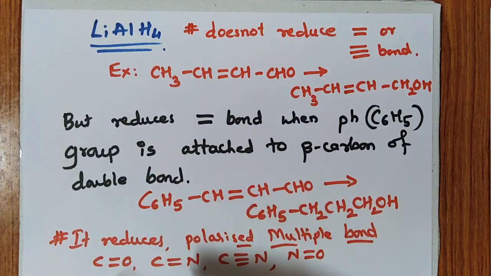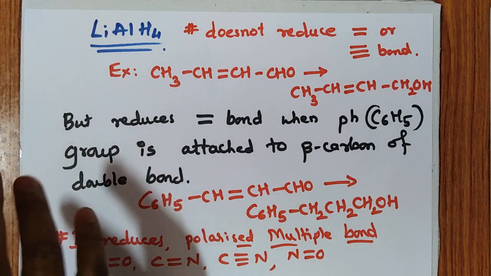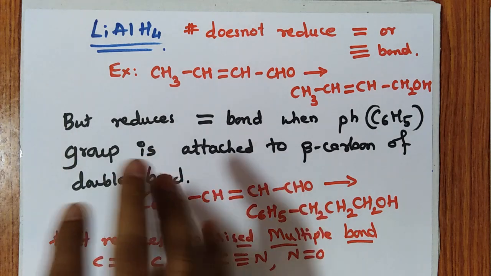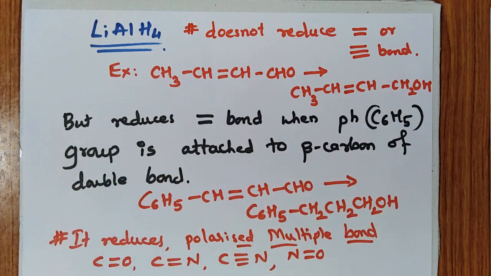In the next lecture, I am going to explain about different reducing agents like Clemmensen's reducing agent, Rosenmund's reduction, Stephen's reduction. So all these reducing agents I am going to explain. After that, I will take the oxidizing agent series similarly.